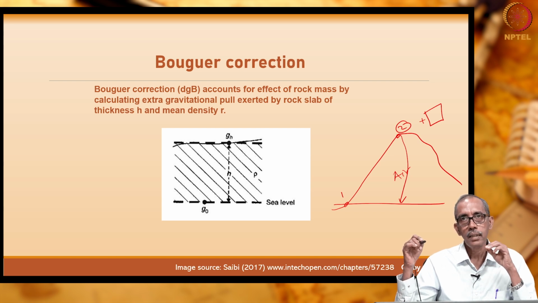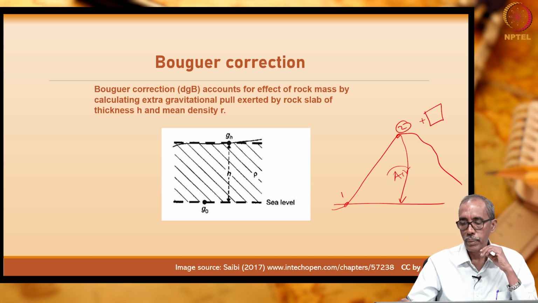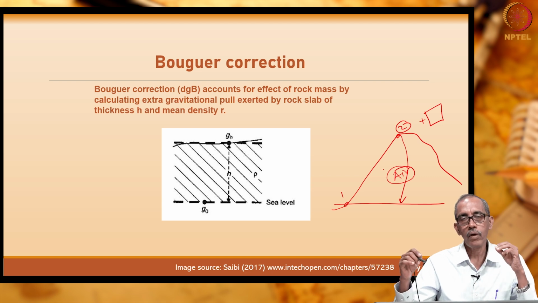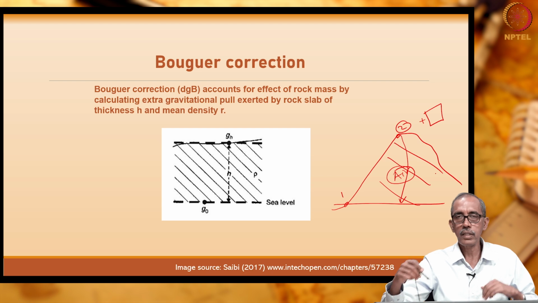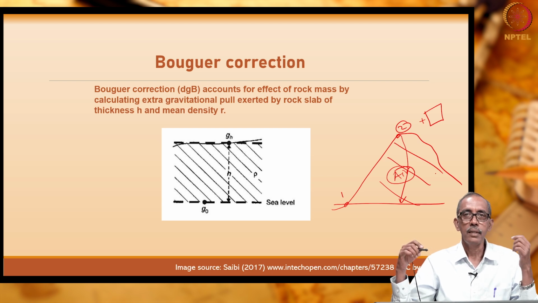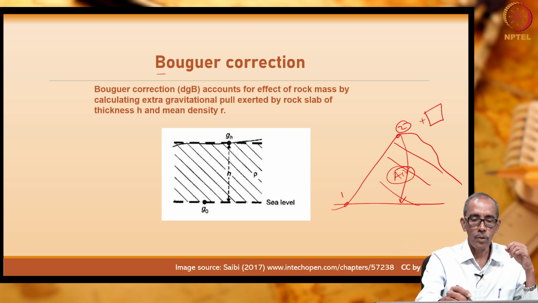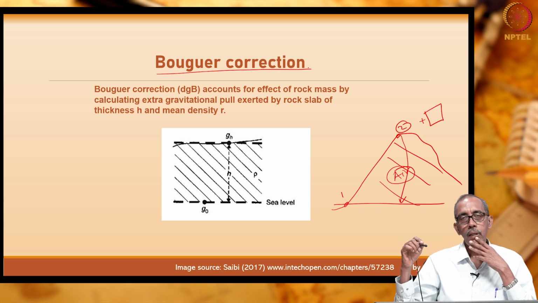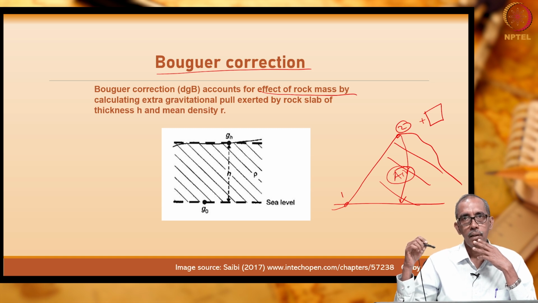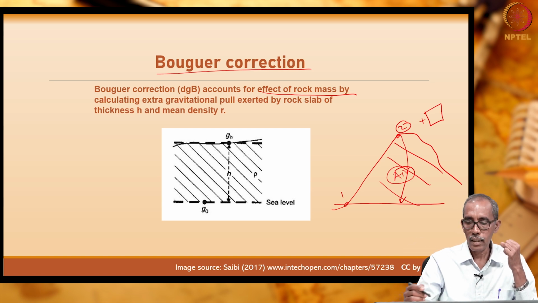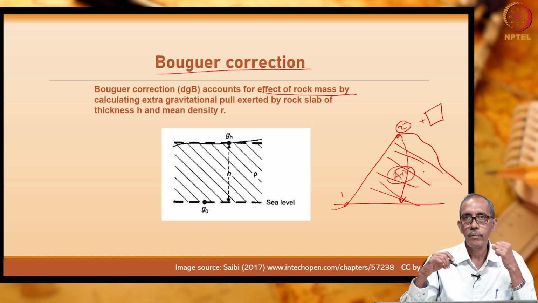But in this way, we assumed only the presence of air here, but in fact what was there? There was some additional mass of earth present here, which was ignored in the previous correction. That is also accounted for in the Bouguer correction. Bouguer correction accounts for the effect of rock mass, by calculating the additional gravitational pull exerted by this slab of rock.